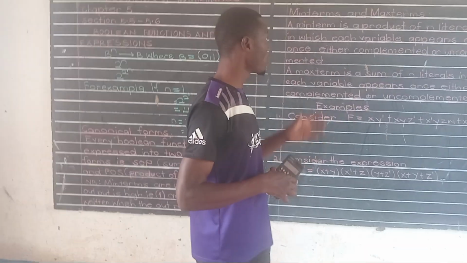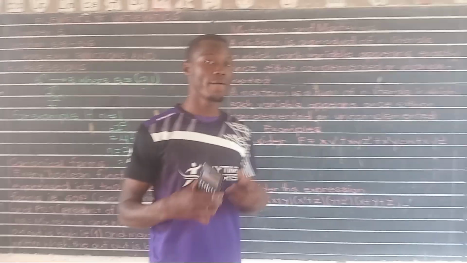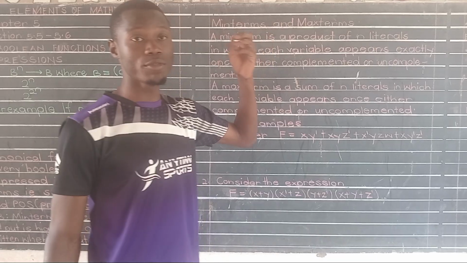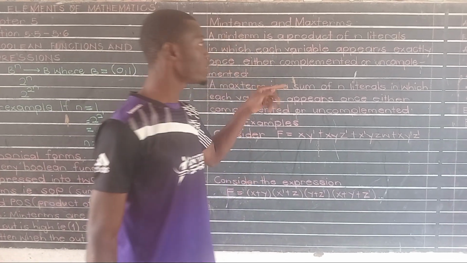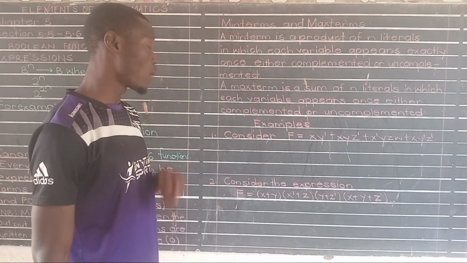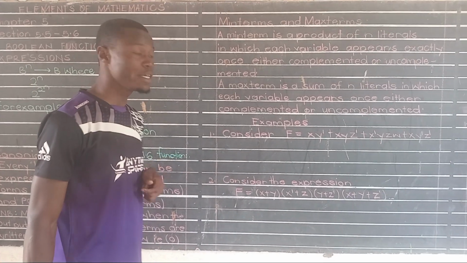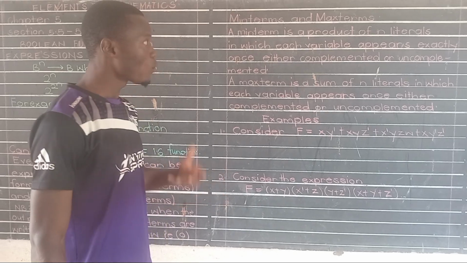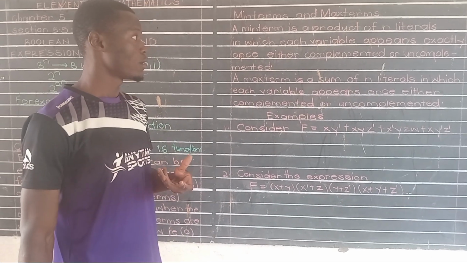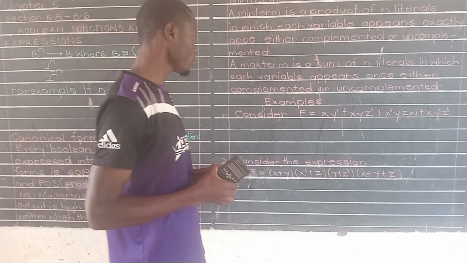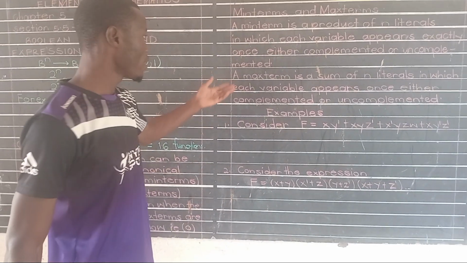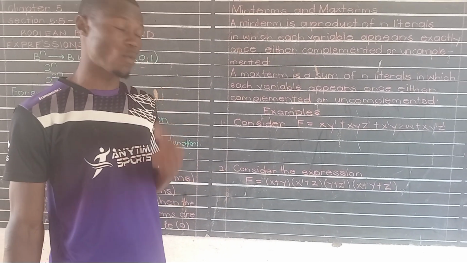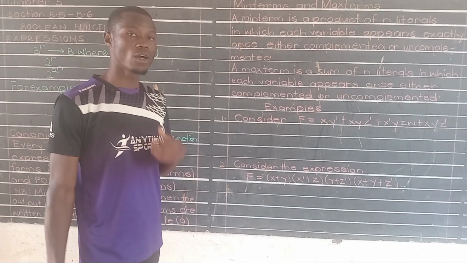So here we can talk about the min terms and the max terms. A min term is a product of literals in which each variable appears exactly once, either complemented or uncomplemented. We shall apply this definition and see what the literals are. A max term is the sum of literals in which each variable appears once, either complemented or uncomplemented.